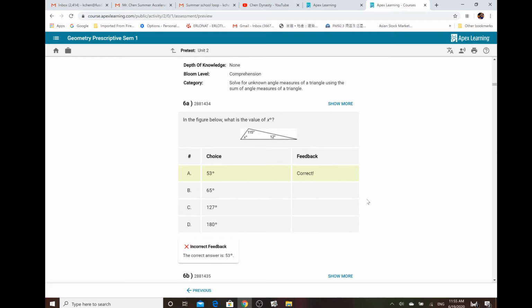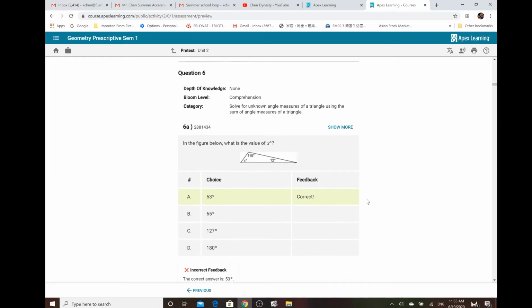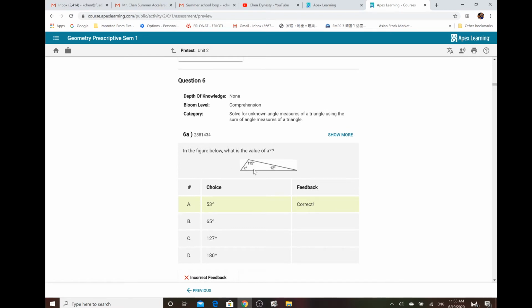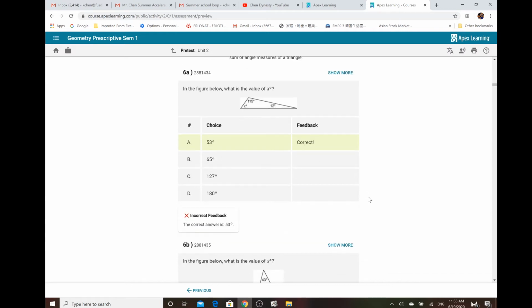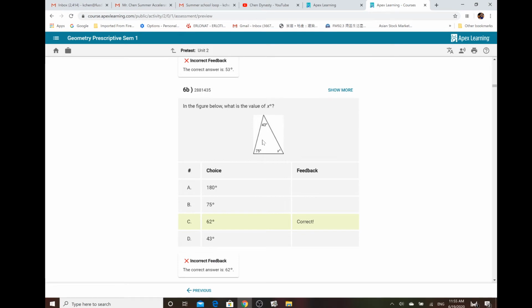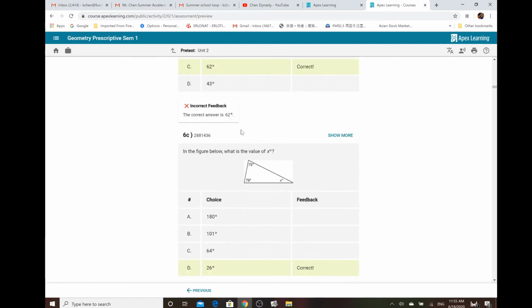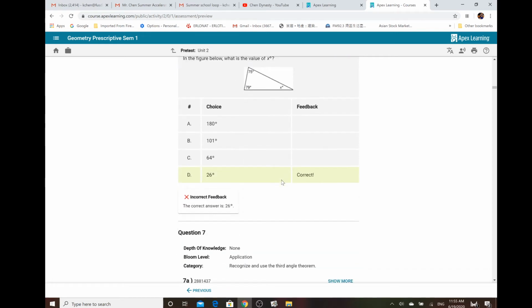And now question number 6. In the figure below, what's the value of x? This one we'll use the triangle sum theorem. The measures of all the angles added together always sum to 180. So combine 115 and 12 and you get 127, then subtract from 180, and you get 53 for the measure of angle x. Again, triangle sum theorem. This one too, triangle sum theorem, you'll get the third angle, 62 degrees. And this one right here, the vertex angle, you'll get 26.